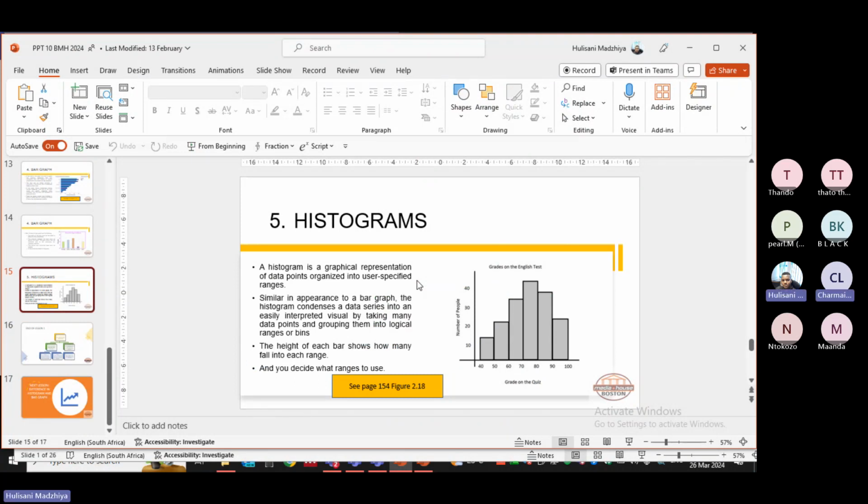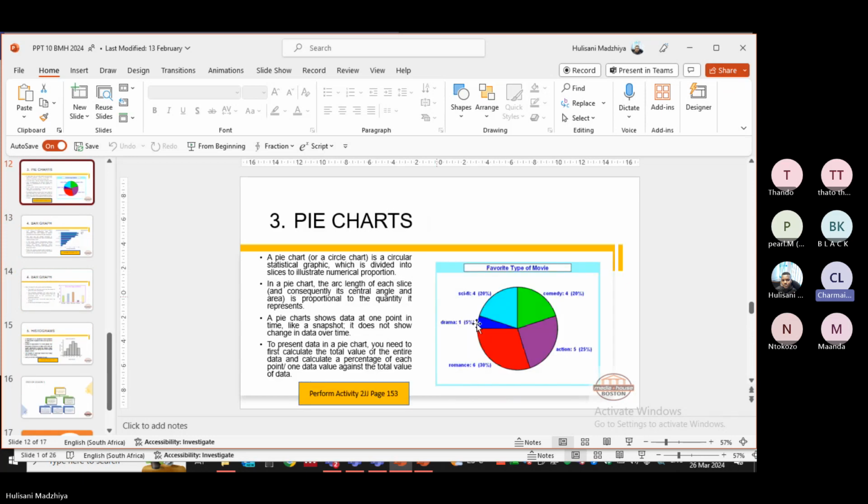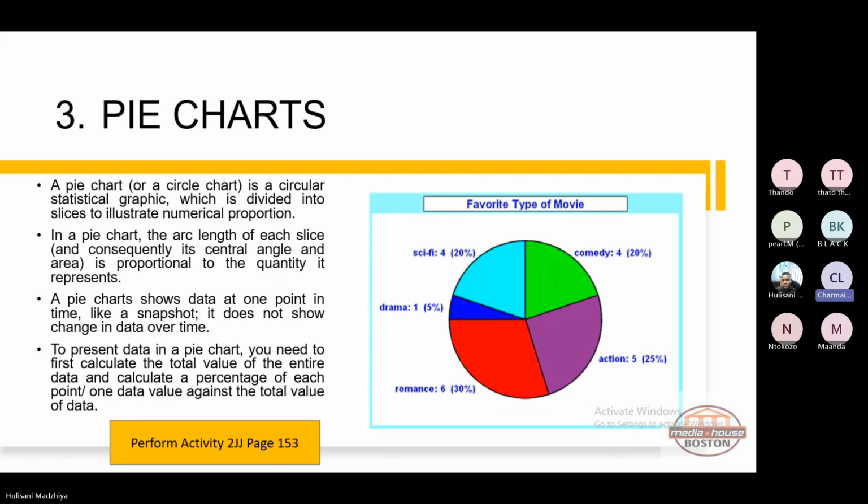Any questions? Yes, I have a question on the pie chart. Since the pie chart uses percentages, you said that we add the totals of the amount of people that watched the movie, and then how do we get to the percentage? I think I missed that. How do we get the percentage?